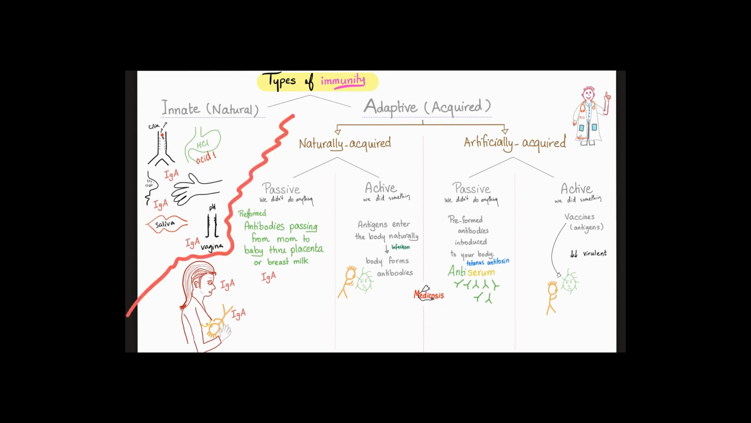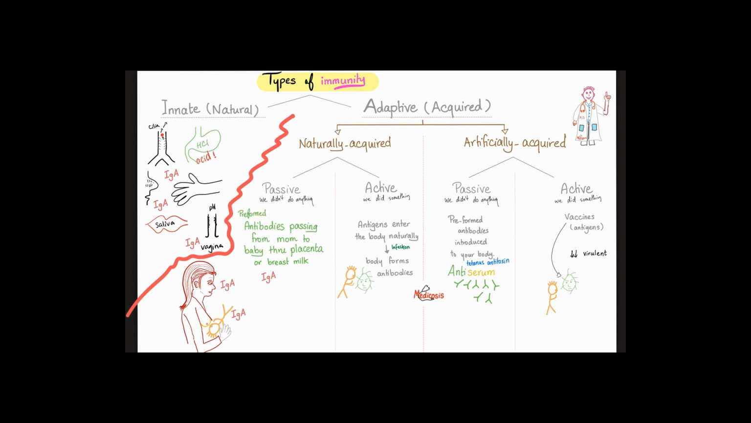Adaptive immunity, we have two big subtypes. Naturally acquired adaptive immunity, artificially acquired adaptive immunity. Tell me about the naturally acquired. Passive and active, and here, passive or active as well. When I say the word passive, remember, we did not do anything. Active, we did something. Naturally acquired is not related to your doctor, but artificially acquired is caused by your doctor. Your doctor did something, because that's why it's artificial.